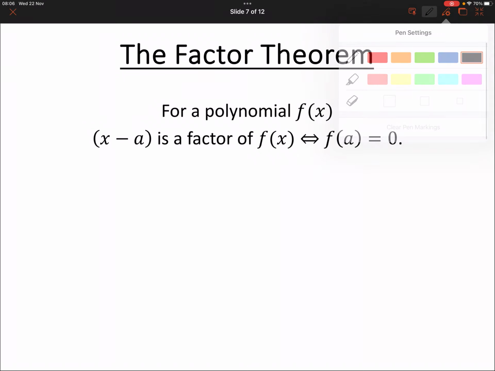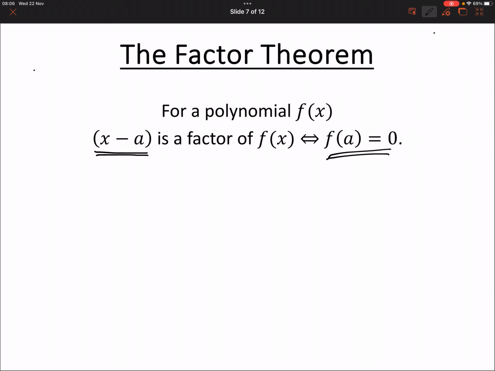Right, so here's what we've been building up to. It's the factor theorem. It tells you that if a linear expression is a factor of a polynomial, then if you plug in the value that makes that linear expression 0, you get 0. And that makes full and complete sense if we think about it. When you see the examples, you'll see what I mean.